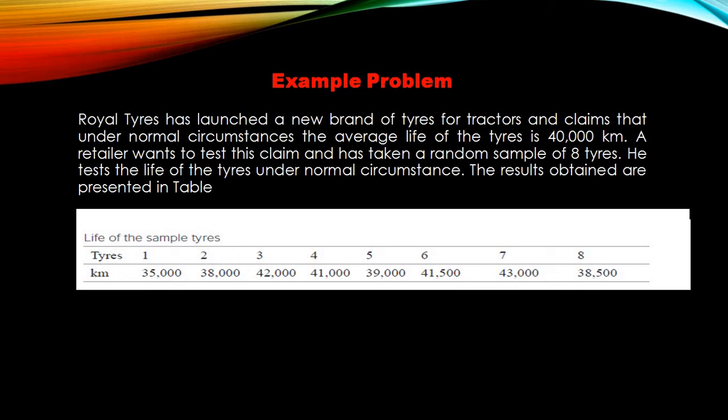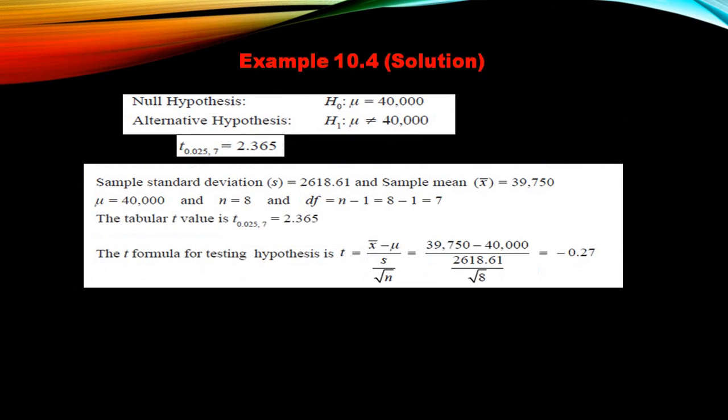Now you can see the claimed value. The claimed value is always the population mean. So the claimed value over here is 40,000 kilometers. That is the claim made by Royal Tyres. Now the retailer wants to test this. In this table I have 8 different tires: 35,000, 38,000, 42,000, 41,000, 39,000, 41,500, 43,000, 38,500. This is the life of the sample tires.